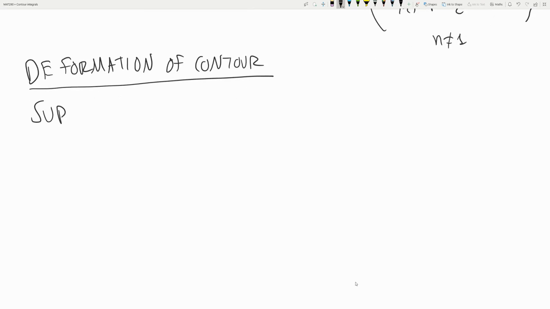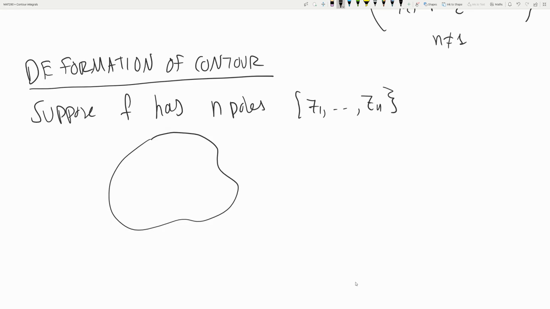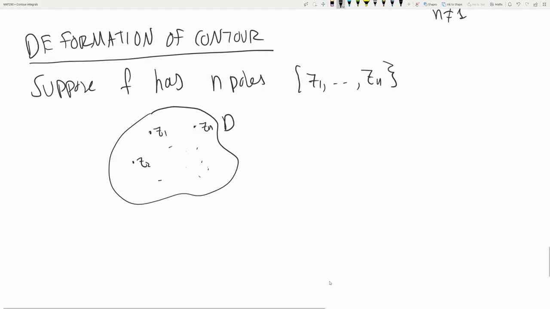Suppose f has n poles, so z1 to zn. The question is, find the value of the integral around a contour, let me write it as C. Find the value around C.